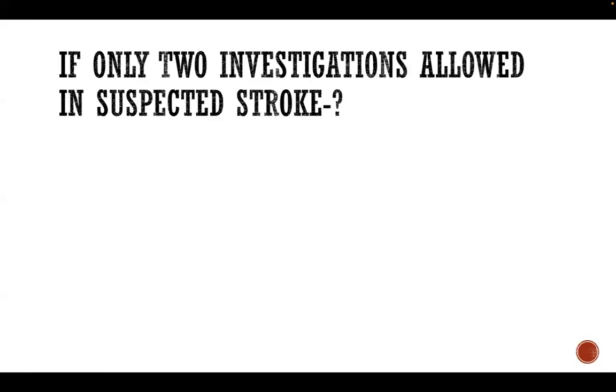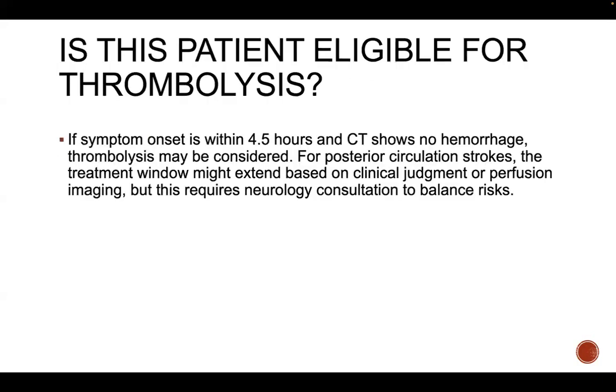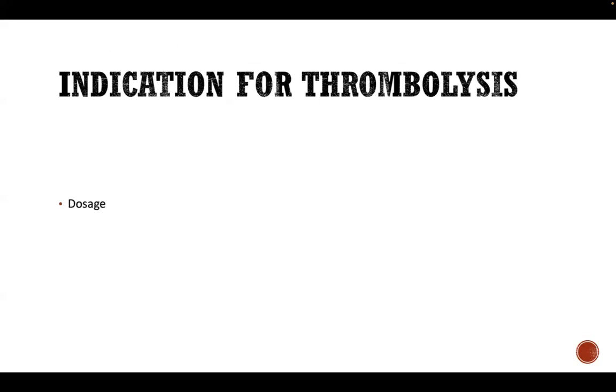If they allow only 2 investigations in case of suspected stroke, which 2 investigations would you like to do? One is non-contrast CT, and the other one is to check GRBS. Okay, very good. If this patient is eligible for thrombolysis, how are you going to do it? What is the dosage and which medication would you like to give? I would choose Alteplase, 0.9 mg per kg body weight. 10% of it I'll give as a bolus in 10 minutes, and the rest I would run as an infusion over an hour.